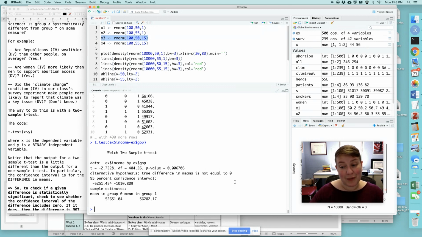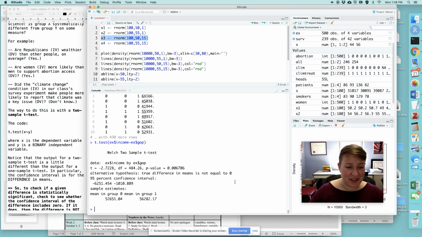And the null, remember, is that there's no difference in the average income of Republicans and other Americans, or Republicans and non-Republicans. Another way of checking that out is to look at the 95% confidence interval and ask yourself, does it cross 0?